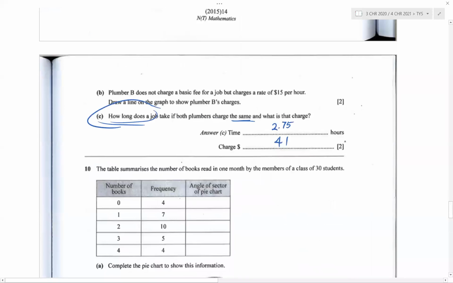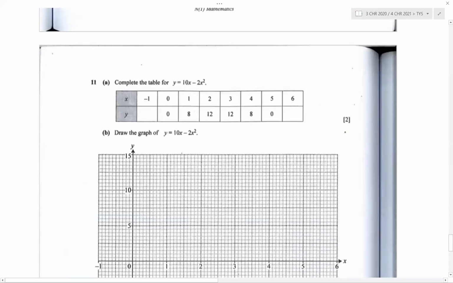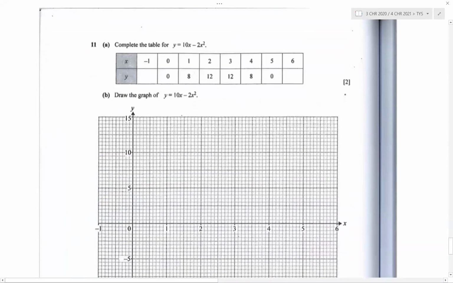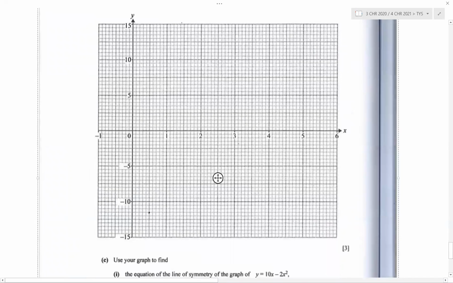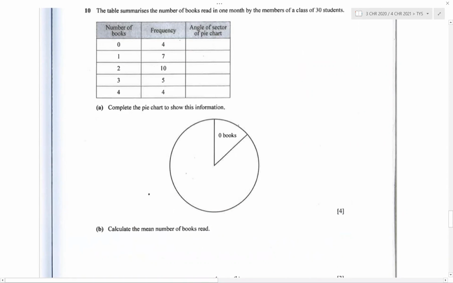Okay, next one. Okay, and we'll end at this question, question 10. So I need all of you to pay close attention. All wake up, pay close attention. I won't say it again.